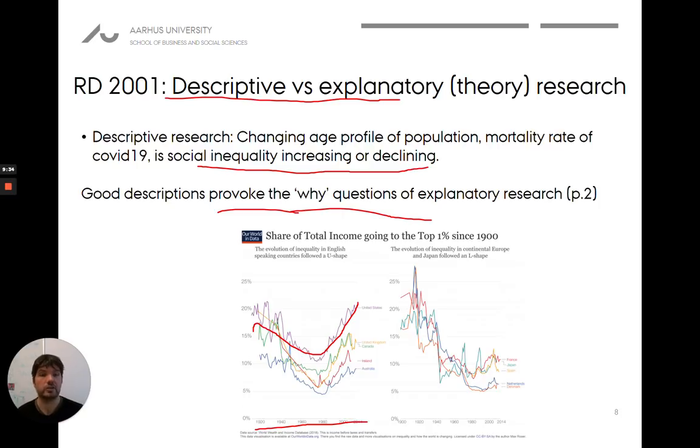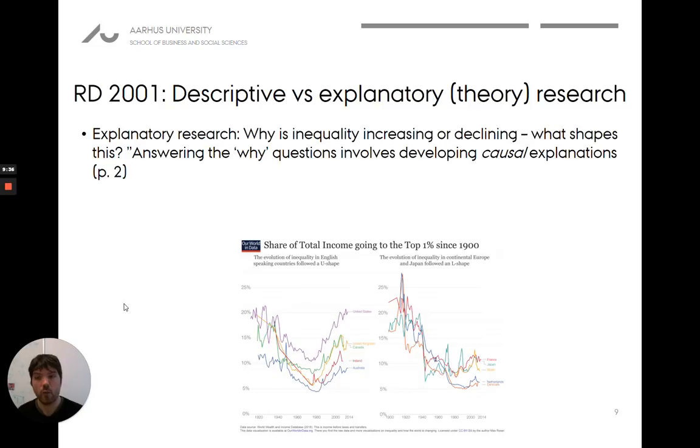It's just showing, look, here is something that's going on that could be interesting. And the why would then go to, well, why is inequality increasing and declining? So that would be the explanatory research that explains what's going on. And answering such a why question involves developing some kind of causal explanation.